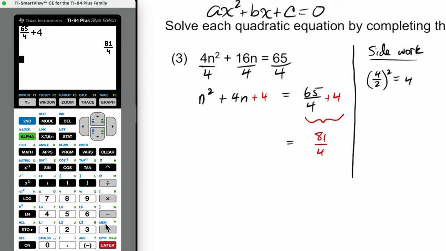The left-hand side, that's our perfect square trinomial. That was the whole point behind the side work. If we did that right, and we did, then we would now have a perfect square trinomial that could be written as a binomial squared. We would take the square root of the first and the last terms, and carry down the sign of the middle term.